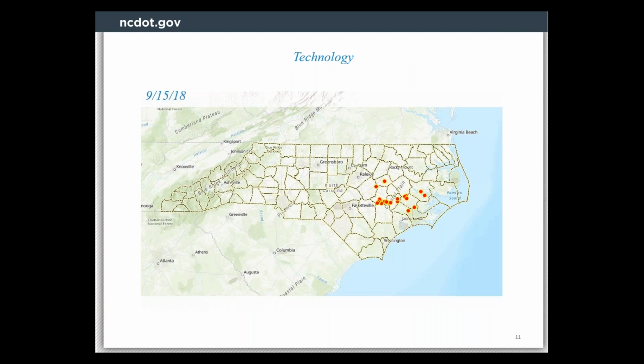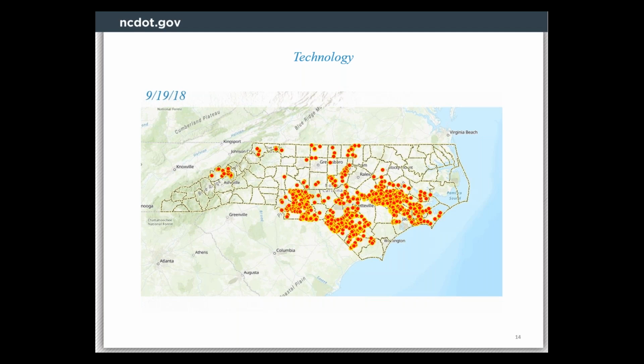So as the waters receded, our field forces began doing their preliminary damage assessments. So on September 15th, the little dots that you see are identified sites that we had damaged. And I'm just going to run through a few dates. You can see that, again, water's receding. More people are getting out and doing their damage assessments. And as time passes, we had close to 3,500 dots on our state from identified places of damage.